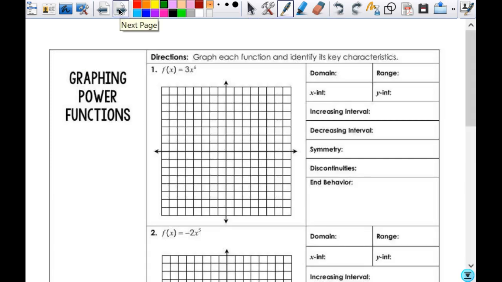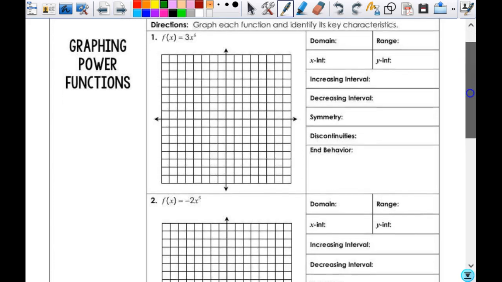All right, so we're going to graph these. It says graph each function and identify its key characteristics. So this is x to the 6th power. But the parent function for that just looks like what? A parabola, right? So there's my little parent function, yes? What does that 3 do? Vertical stretch of 3, right?